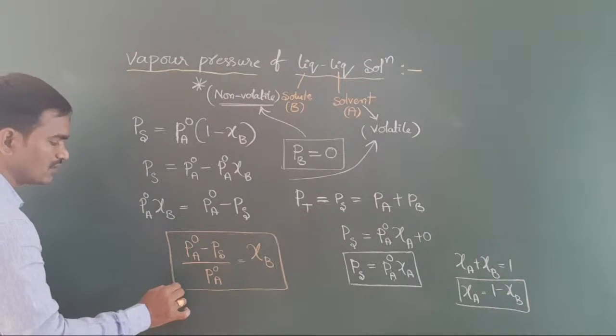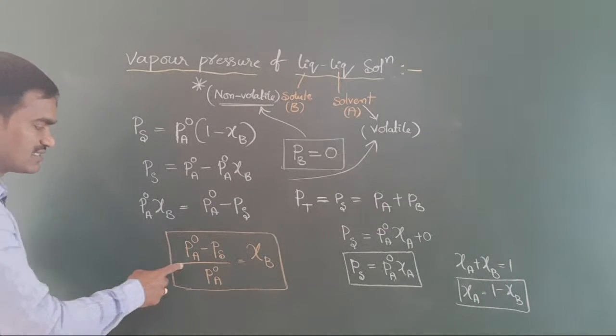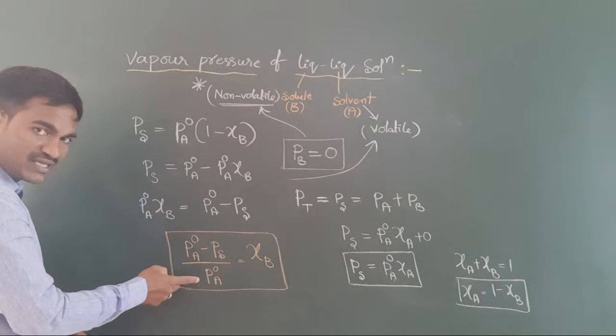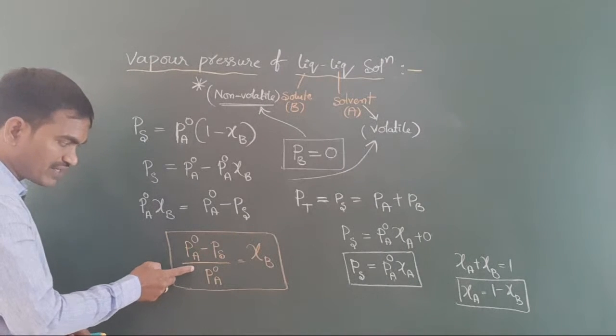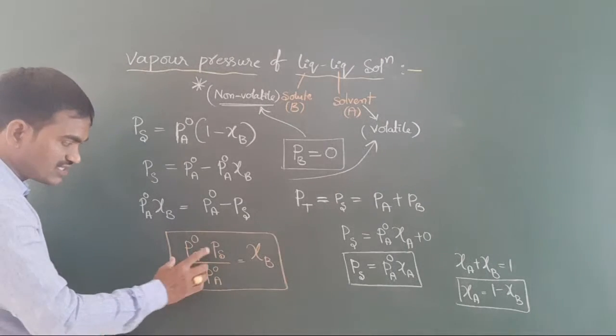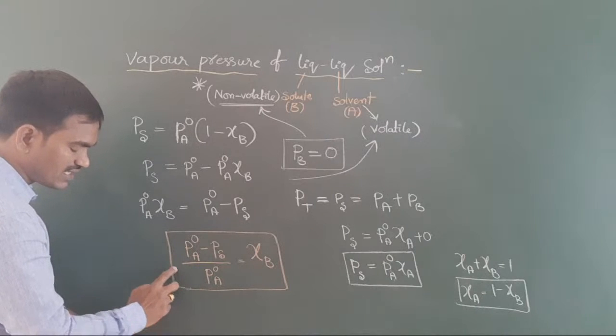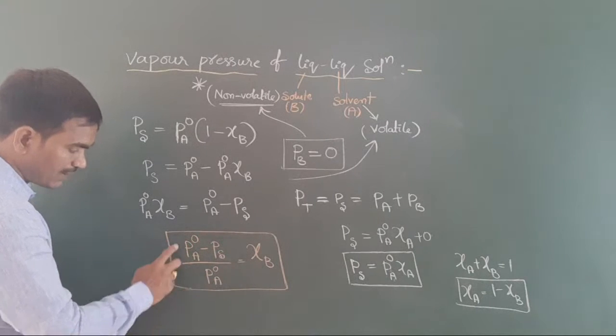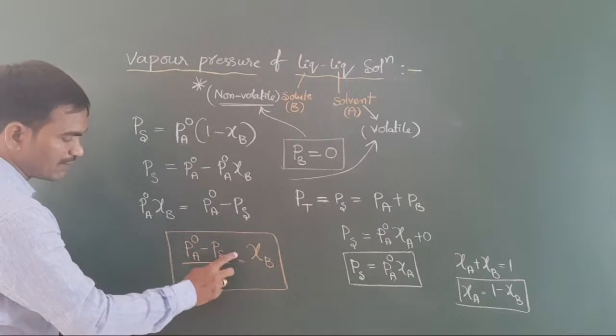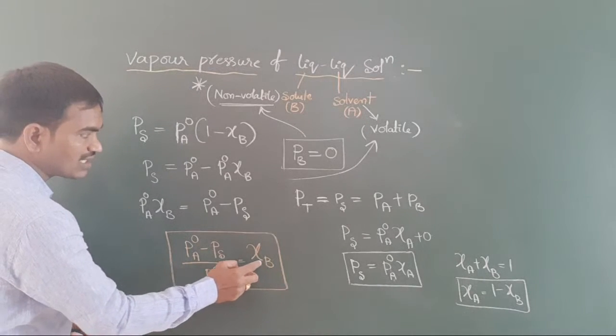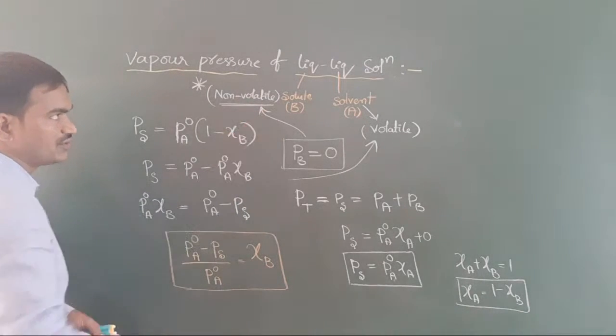Okay, so you can simplify like this. This is simply the relative lowering of vapor pressure. This part we can consider as the relative lowering of vapor pressure. The relative lowering of vapor pressure is equal to what? The mole fraction of non-volatile solute.